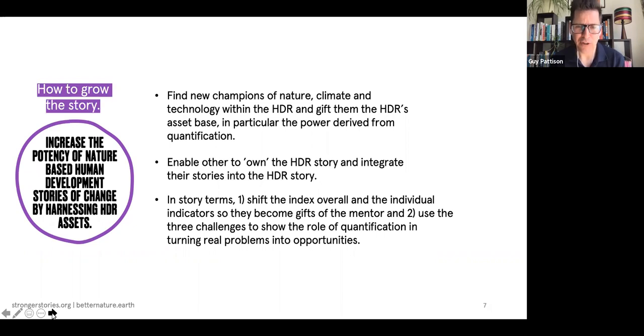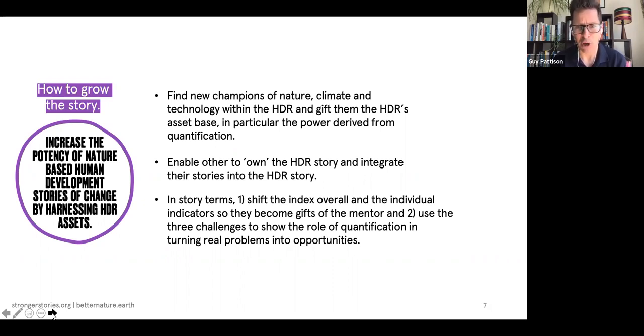First of all, is finding those kind of new champions and engaging them and bringing them in from the areas of education, climate and technology. And one of the ways to do this is to think about HDR as the mentor and the gift being the power of quantification. So it's all the know-how, all the experience that lies behind the index that becomes really, really powerful.